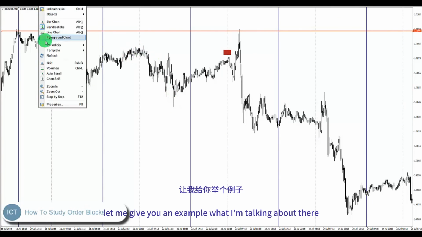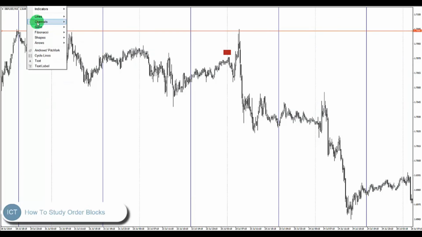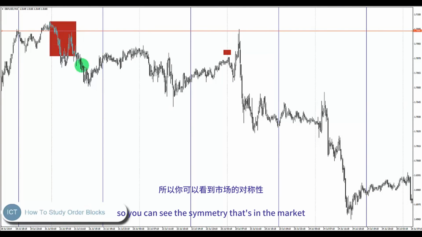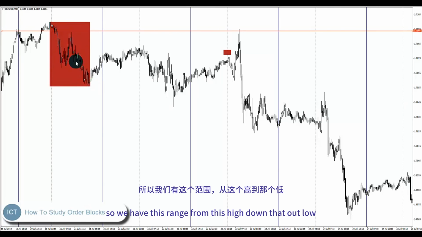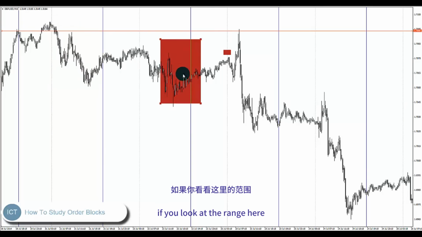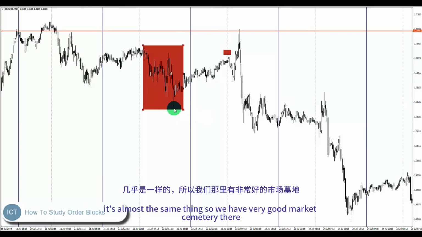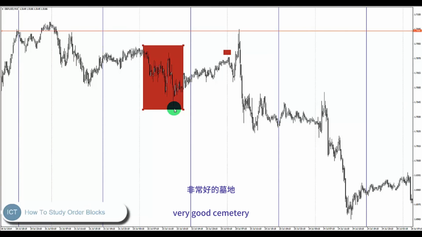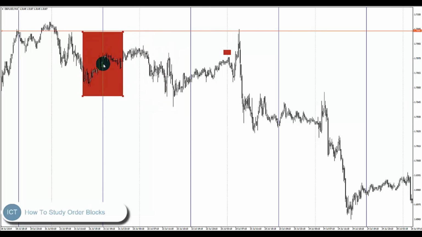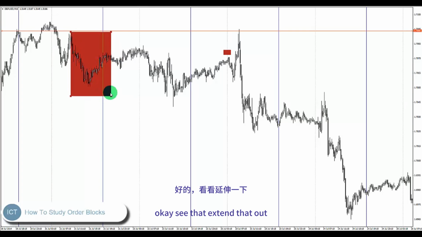Let me give you an example of what I'm talking about there. So you can see the symmetry that's in the market. You have this range from this high down to that low. If you look at the range here, it's almost the same thing. So we have very good market symmetry there. Very good symmetry. Okay, see that? Extend that out.